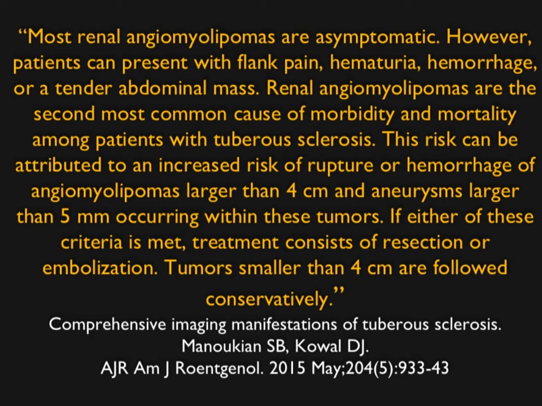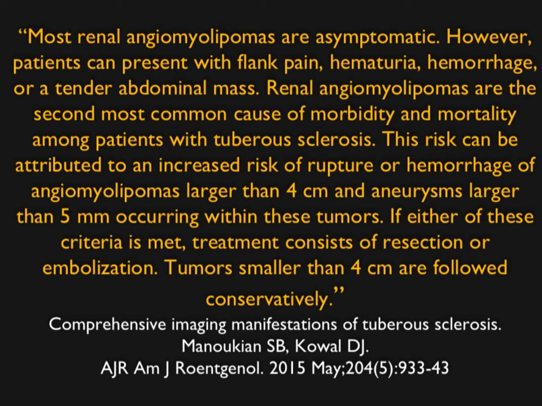Renal angiomyolipomas are the second most common cause of morbidity and mortality in patients with tuberous sclerosis. So you can see in that population, it's particularly important to screen these patients with CT, with ultrasound, and then to manage these patients aggressively. And as we said, we will usually treat the patients with smaller tumors because they're more prone to develop complications.